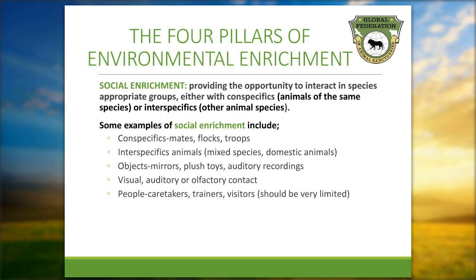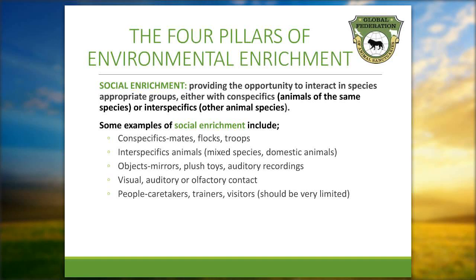Social enrichment. Social enrichment is providing the opportunity to interact in species-appropriate groups, either with conspecifics, animals of the same species, or interspecifics, animals of other species. Some examples of social enrichment include conspecifics, so mates, flocks, troops, interspecifics, where you're keeping mixed species of animals together, perhaps several different species of birds or different species of primates, or keeping domestic animals with wild animals or domestic animals of different species together, such as a horse and a donkey.